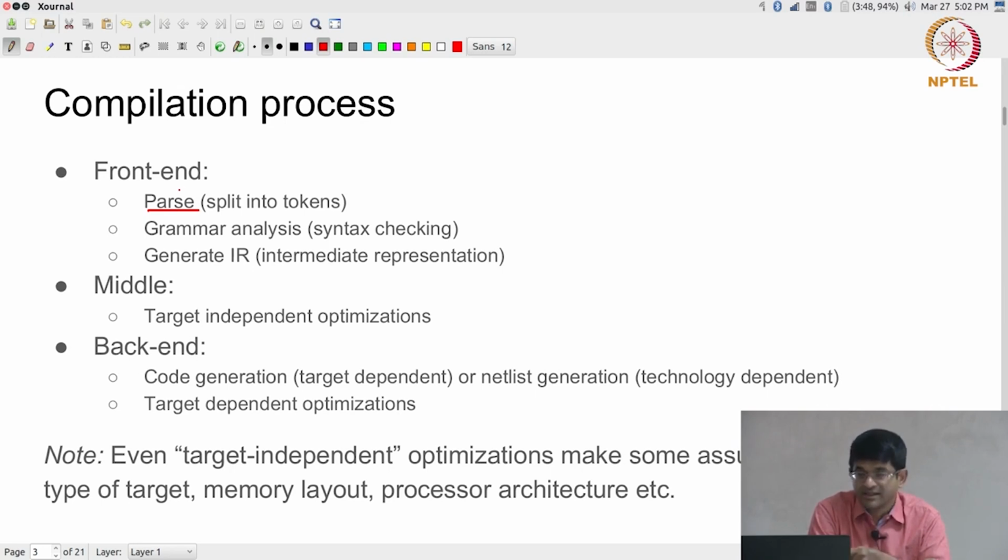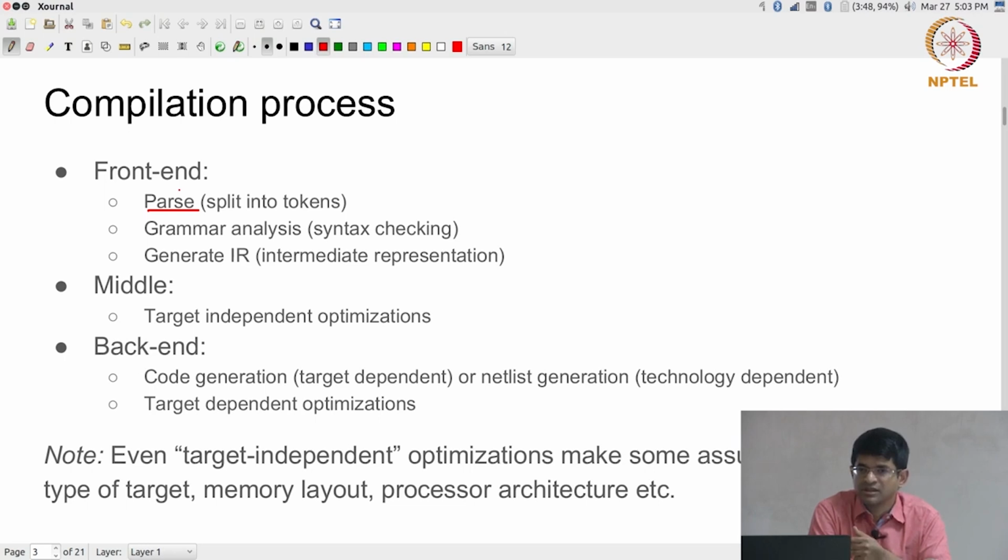At this point, a few more optimizations are done, which are target dependent, because the back end is generating code for a very specific target. For example, if I know that I am targeting a processor that has 2 multipliers, I can do certain kinds of optimizations that may not otherwise be possible on a processor that does not have 2 hardware multiplication units. Now, one thing to keep in mind, even the so called target independent optimizations, many of them, as we will see later, make certain assumptions on the general type of target that we are aiming for.